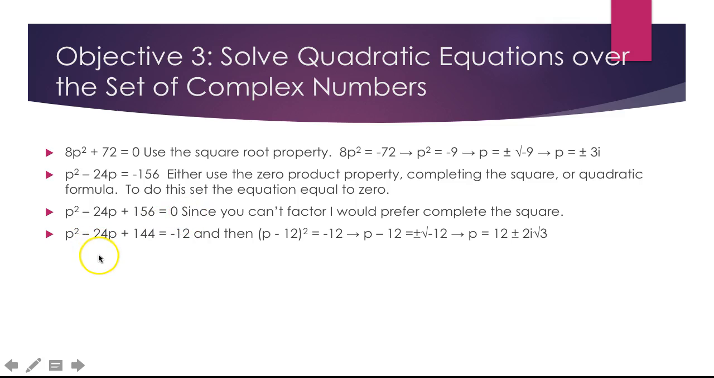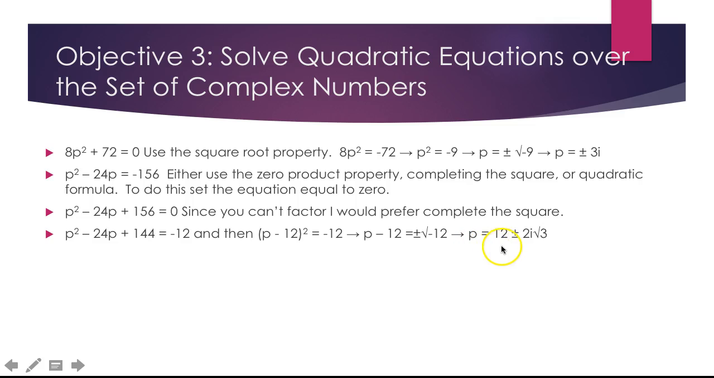24 divided by 2 is 12, and 12 squared is 144. And negative 156 plus 144 is where the negative 12 came from. And then p minus 12, that quantity squared, is what the p squared minus 24p plus 144 factors into. And that's going to equal negative 12. Then you have to take the square root of both sides, which gives you p minus 12 equals plus or minus the square root of negative 12.